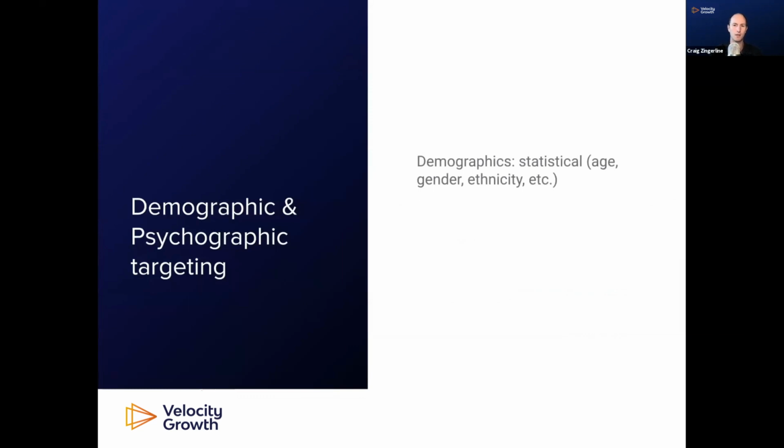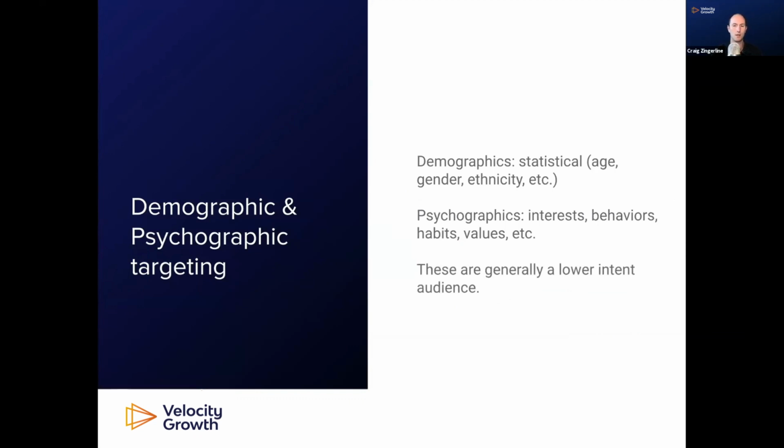Demographic, psychographic targeting. So demographics are statistically based: age, gender, ethnicity, things like that. Psychographics are more interest and behavioral based: habits, values. Both of these are generally lower intent audiences. They're still powerful, but they're generally lower intent.